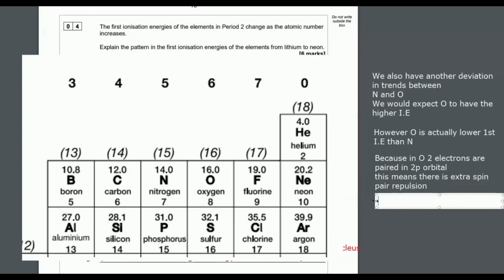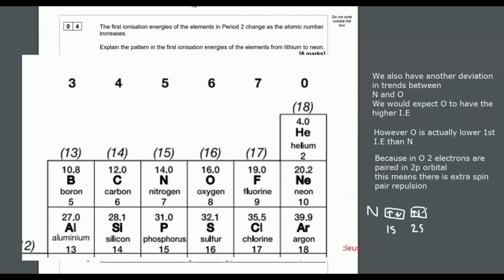However, because two of oxygen's electrons are paired together in one of the 2p orbitals, this means there's extra spin pair repulsion. And this is what you need to do to get those extra marks. You need to talk about the extra spin pair repulsion found between group 5 and group 6, and this accounts for the trend being bucked and there being a slight dip between 5 and 6, where oxygen's first ionization energy is below.